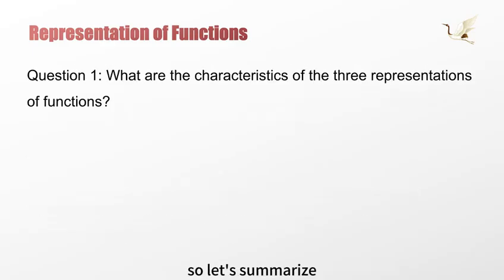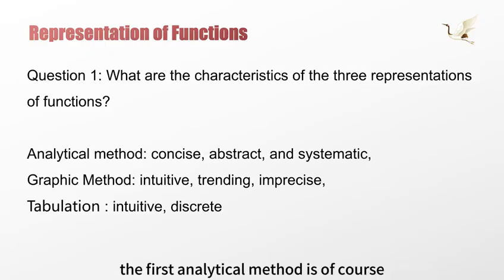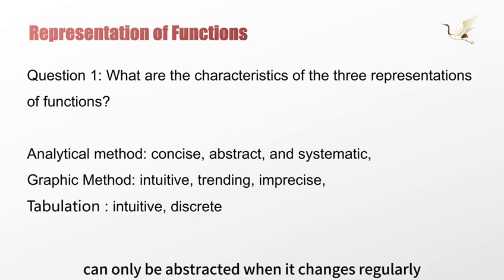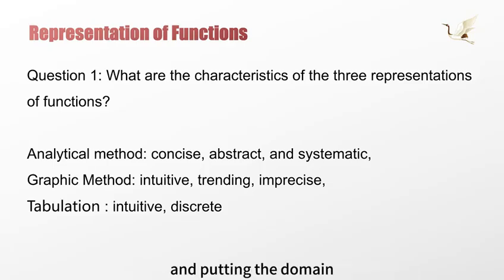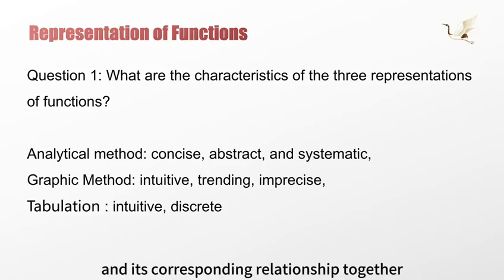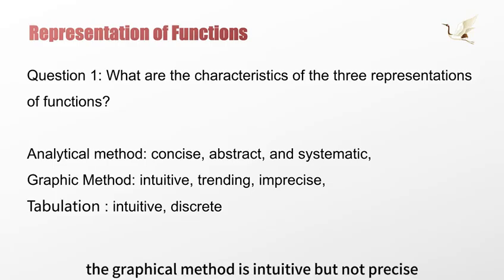So, let's summarize the characteristics of each of the 3 representations of functions. Recalling example 1, let's identify the characteristics of the 3 different representations. The first, the analytic method, is of course very concise and abstract. Can I abstract all functional relationships into such an analytic method? Actually, no. The corresponding law can only be abstracted when it changes regularly, so it must be regular. Of course, we cannot forget to define the domain, and putting the domain and its corresponding relationship together is the analytic method. What about the graphical method? The graphical method is intuitive, but not precise.